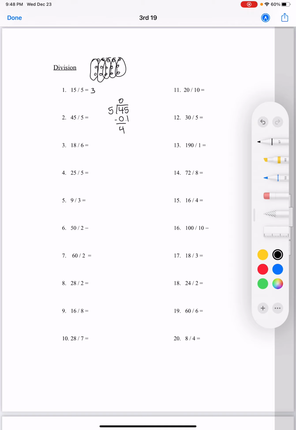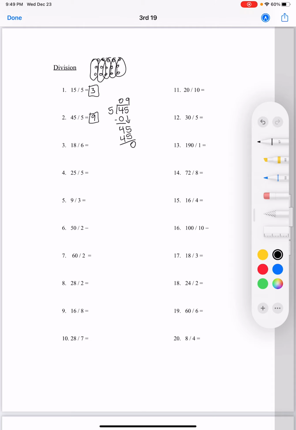And then you bring down the 5. So how many times does 5 go into 45? 9. 5 times 9 is 45. So the 9 goes above the 5. 5 times 9, 45 exactly. And you get a remainder of 0, which means that the answer to 45 divided by 5 is 9.